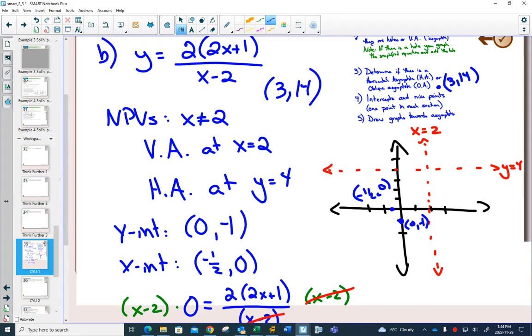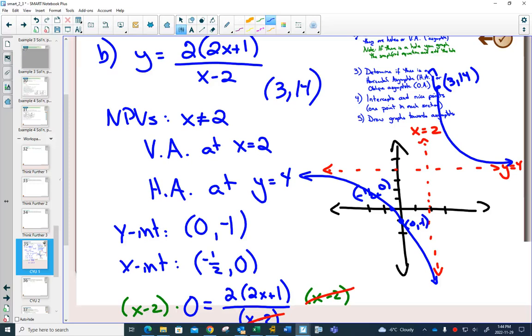Because the very last thing it says is you draw your graph towards your asymptotes. So obviously these points are going to connect, and then if it goes towards the asymptote, it would have to go this way and this way. Once you have a point in this section, it would have to look like that if it went towards the asymptote.